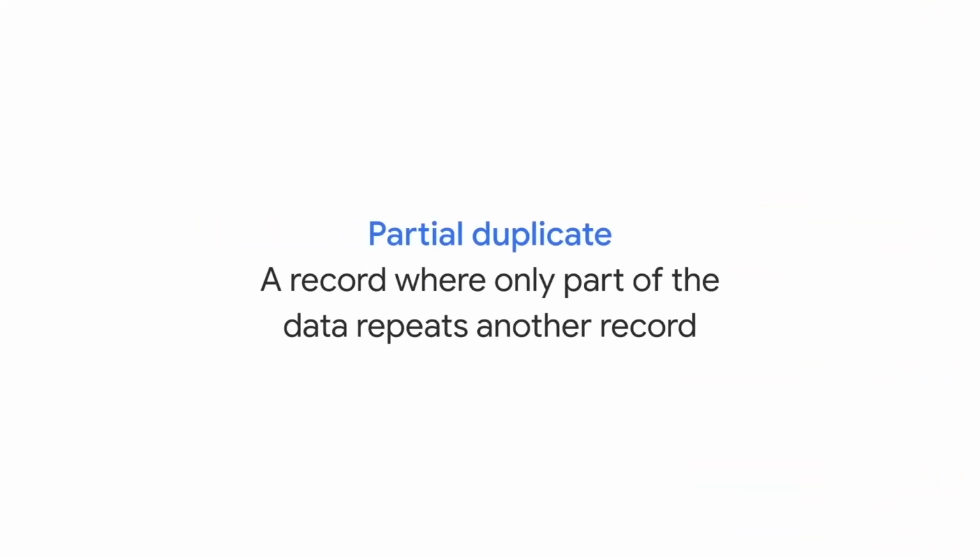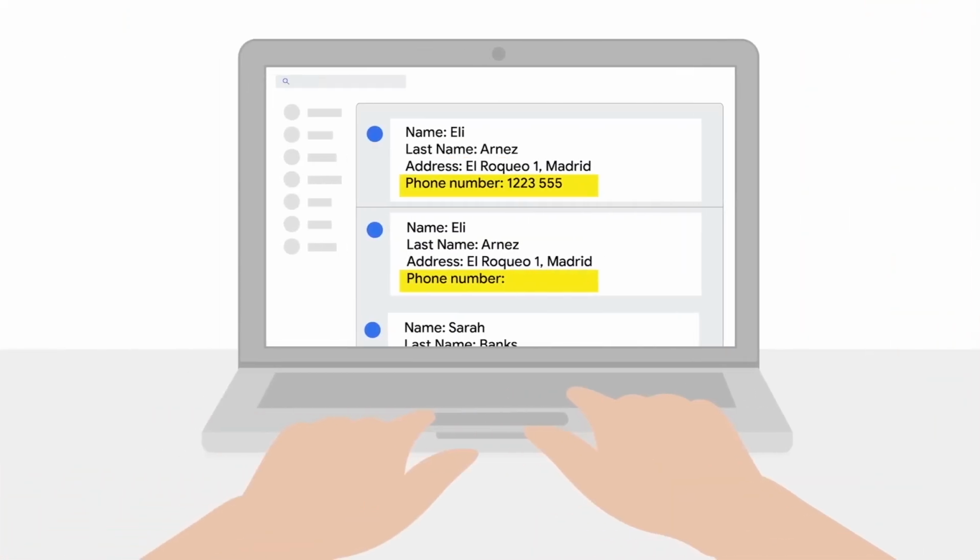A partial duplicate is a record where only part of the data repeats another record. Let's explore how this works with an example. A science organization database holds information about members from around the world, but they may have a duplicate. Two records have the first name Eli, the last name Arnaz, and the exact same Madrid address. But one of the records has the phone number 1223555, and the other one has no phone number listed at all.